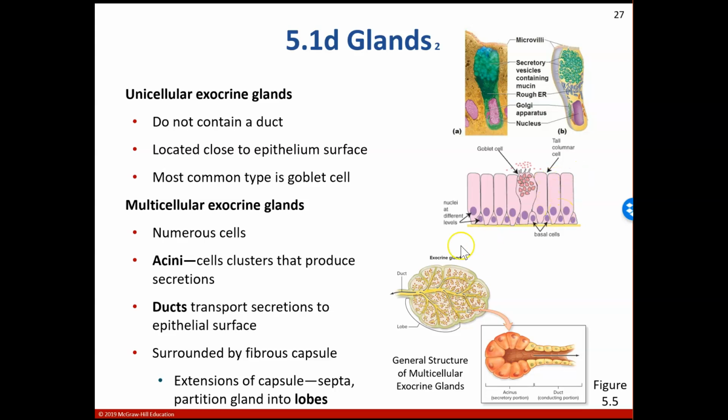And our multicellular exocrine glands are going to consist of numerous cells. So we have two different portions here. We have the acinous, or acini for plural, cells clustered that are going to work to produce the actual secretion. And then we have the portion that creates the actual duct. And the duct helps to transport that secretion to the epithelial surface. It's going to be surrounded by a fibrous capsule, which you can see pictured over here. And extensions of the capsule could be something like septa, which means wall. So they're creating partitions within the gland into lobes.